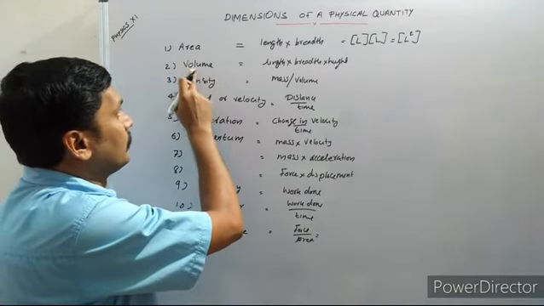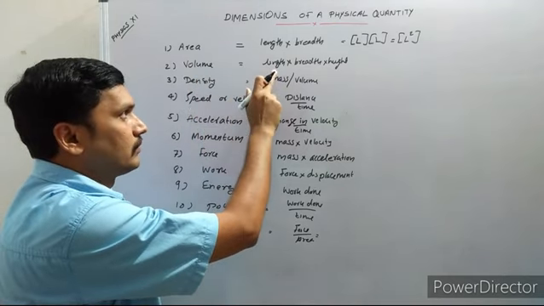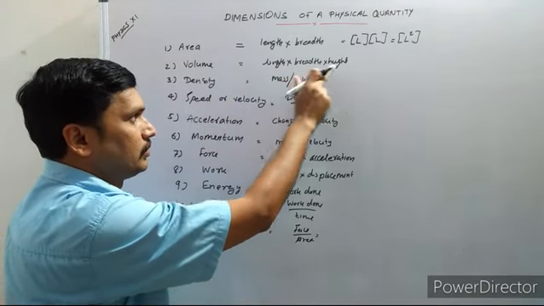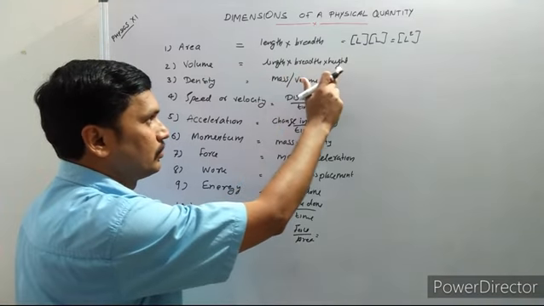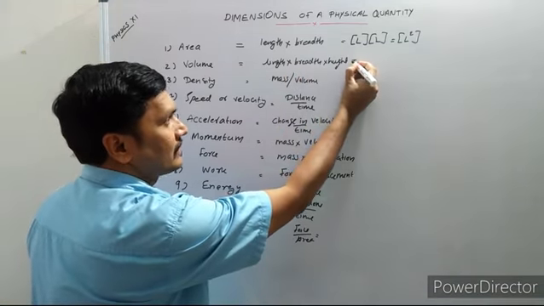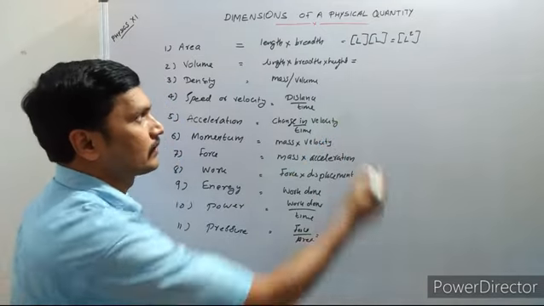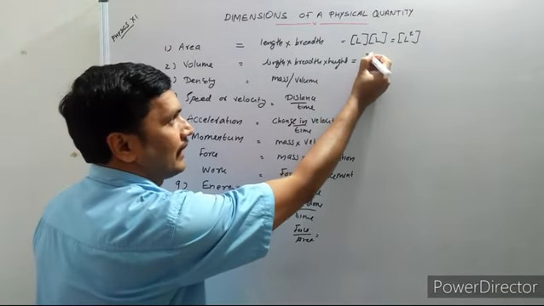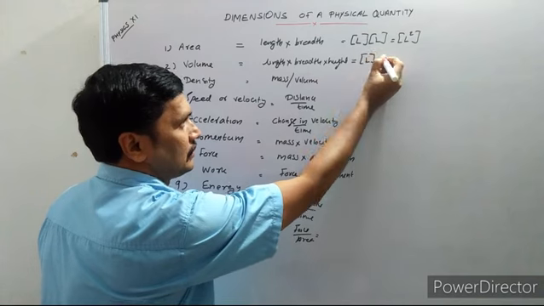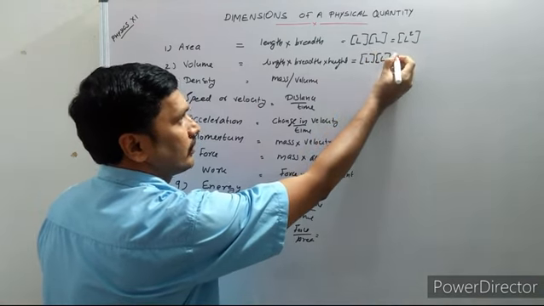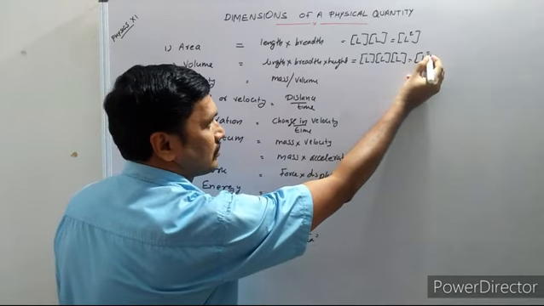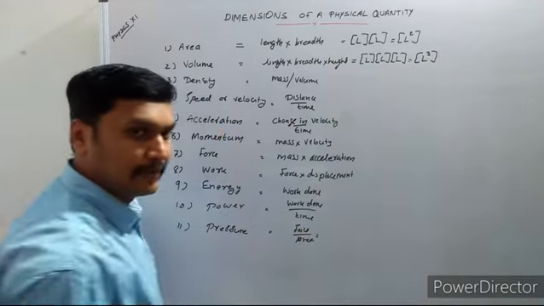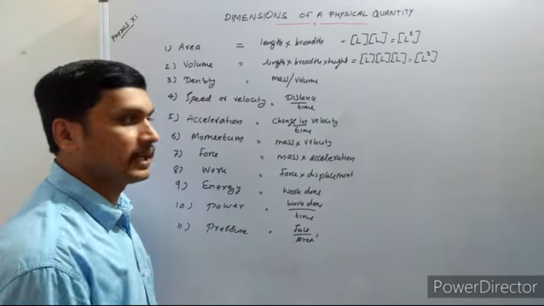Now second, volume. Volume is equal to length into breadth into height. Actually all these are length measurements: length, breadth and height are all length. So we can write L into L into L, that's equal to L raised to 3. Once you are writing the dimension, you should write it in a square bracket.